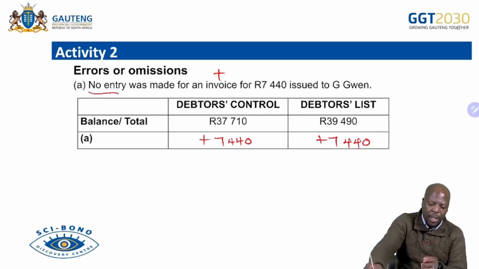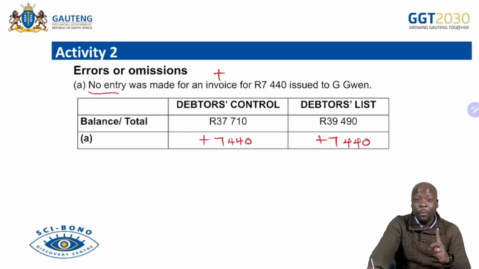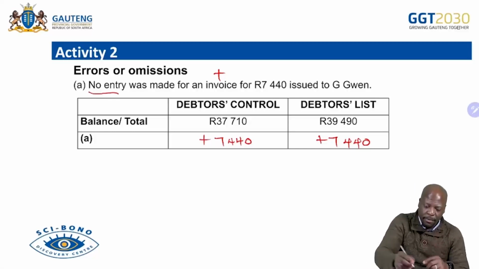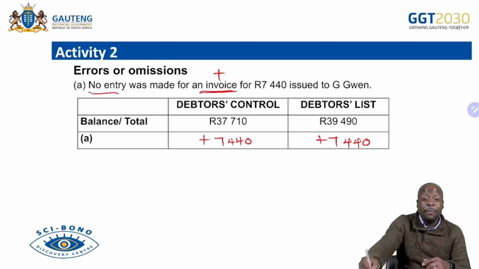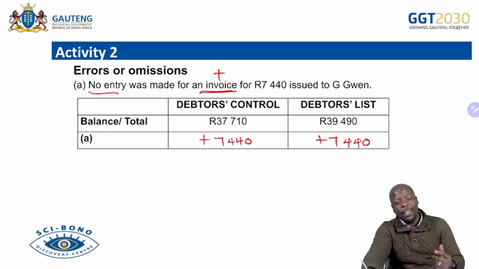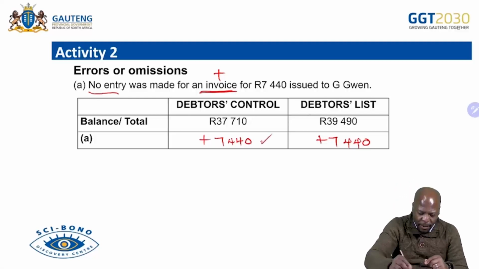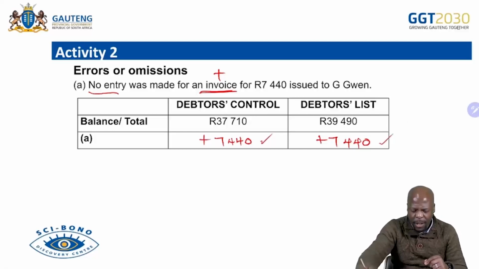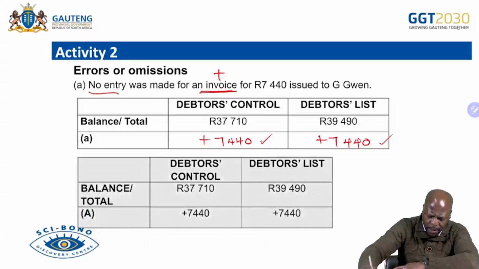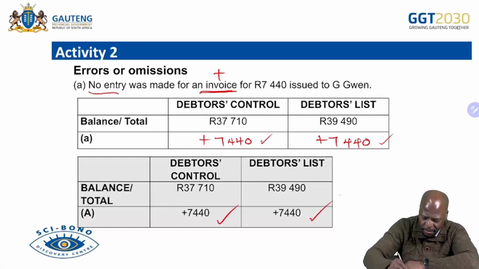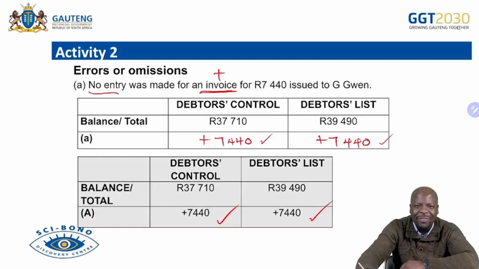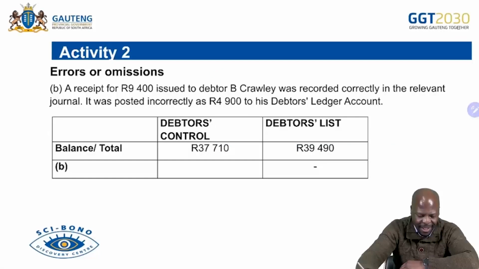Once it's no entry, it means it was nowhere. What source document is this? An invoice. Once it's an invoice, what sign does it go with? It is a plus. And then you come here, you're adding, and you add as well. Let's see how it would appear if it is neatly written. There it is. Beautifully done. Okay? Let's go to the next error.